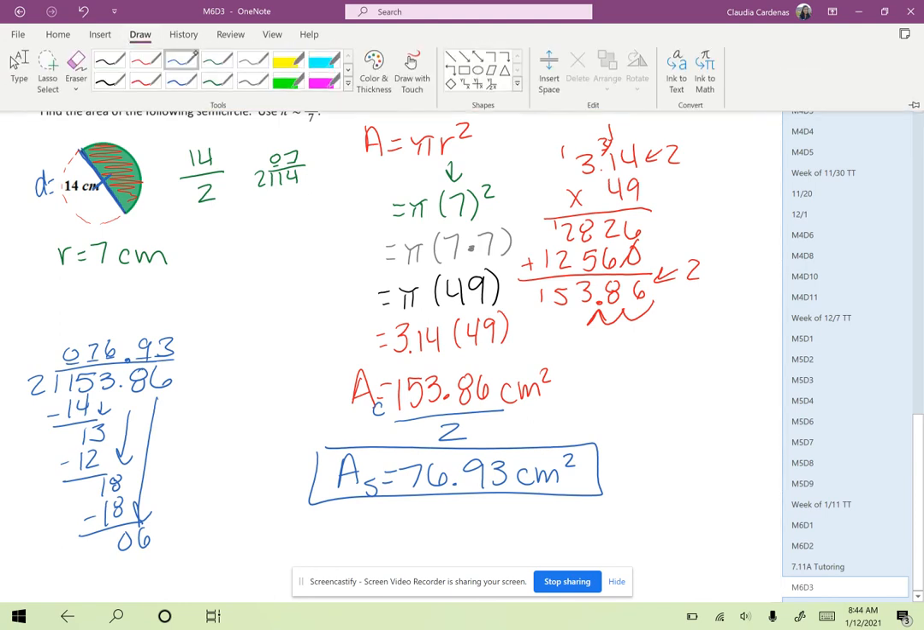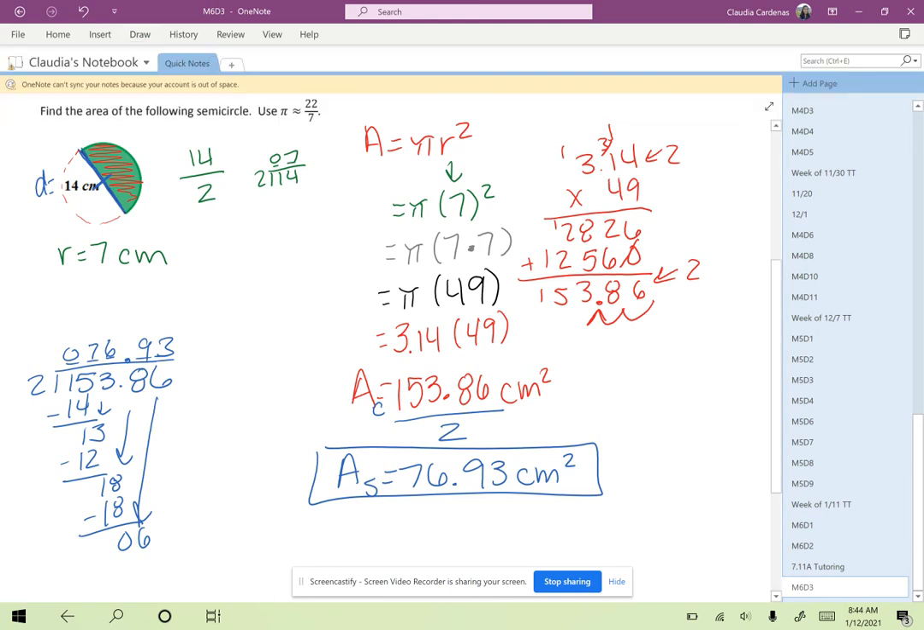So let's just stamp. To find the area of a semicircle, we need to find the area of the entire circle first, and then we need to divide it by 2 to find the semicircle. Let's try one on our own.